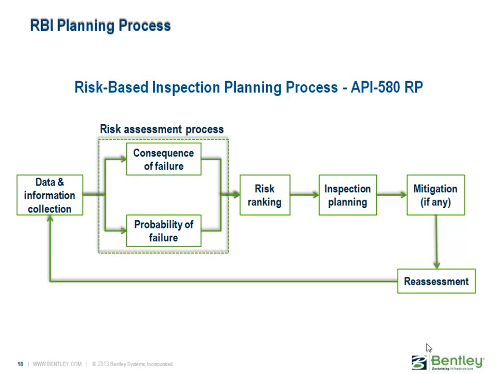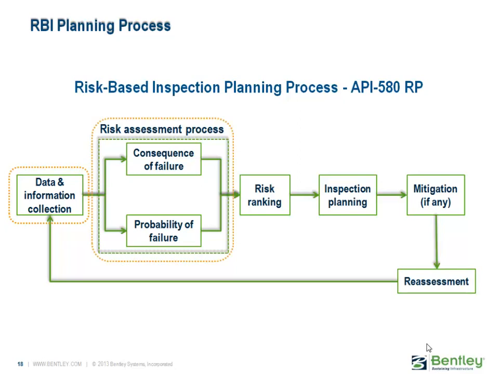A logical progression of risk analysis begins with data and information collection. These steps include collecting and validating necessary data and information, identifying damage mechanisms, and optionally determining the damage modes for each mechanism, such as general metal loss, local metal loss, and cracking, and determining damage susceptibility and corrosion rate.